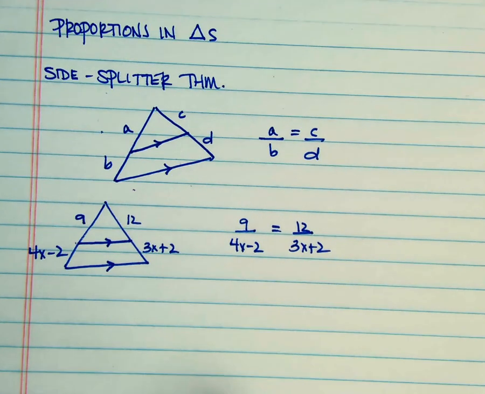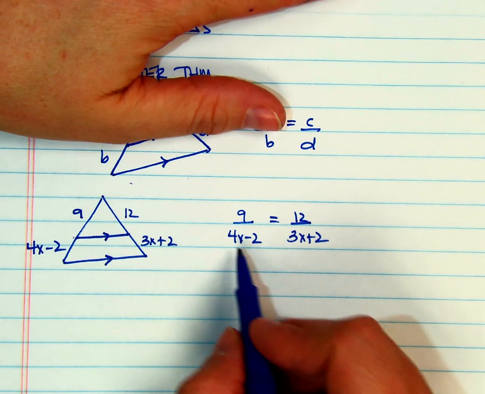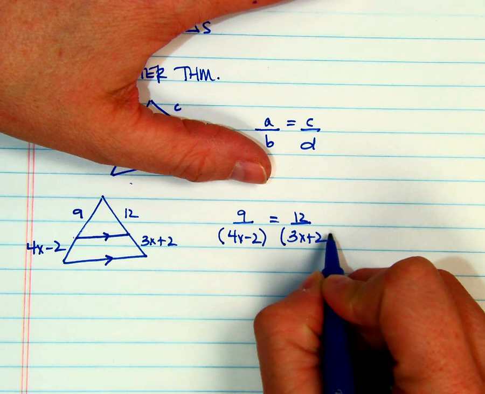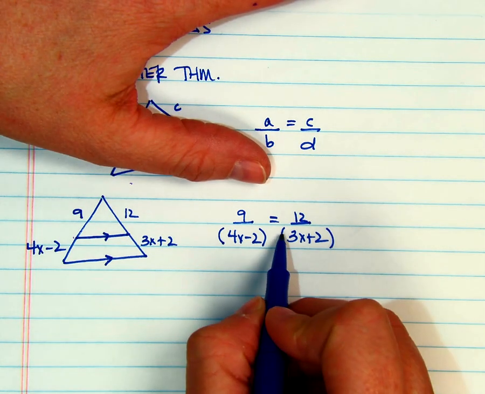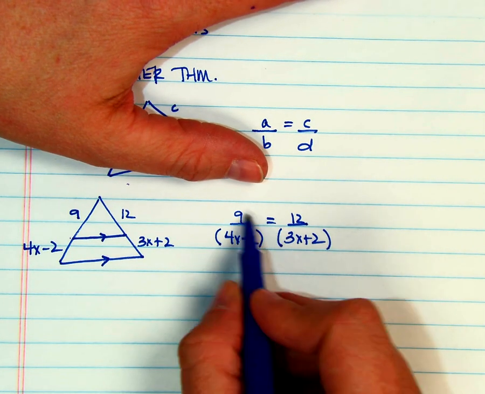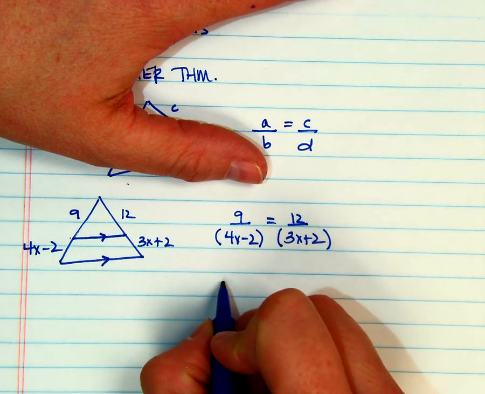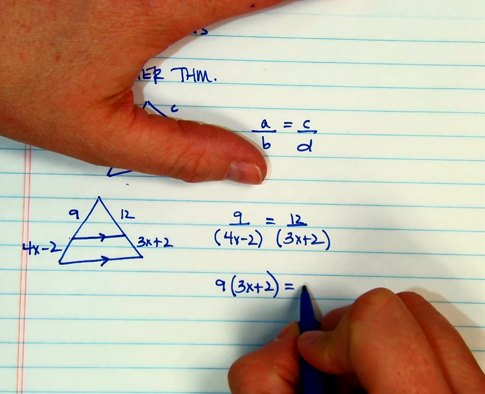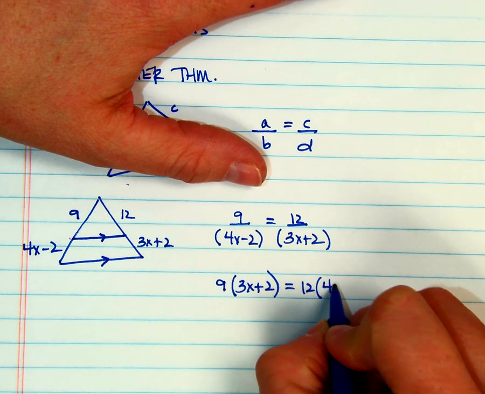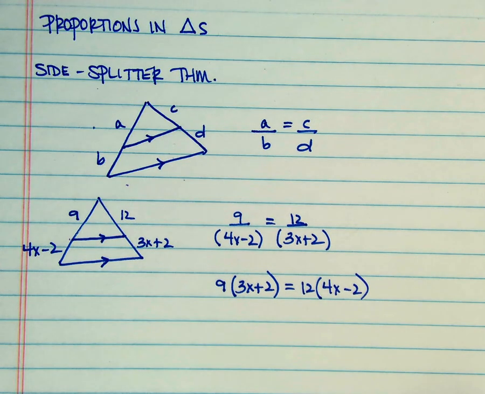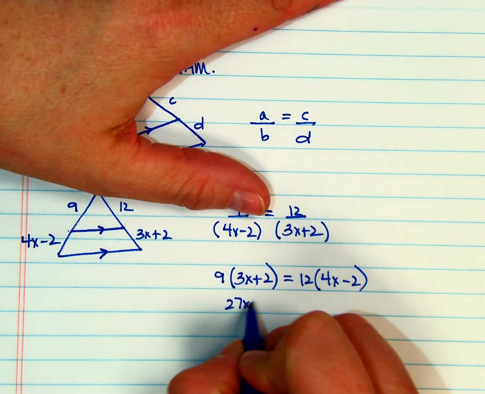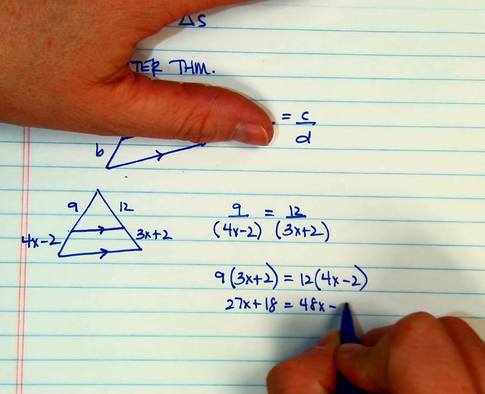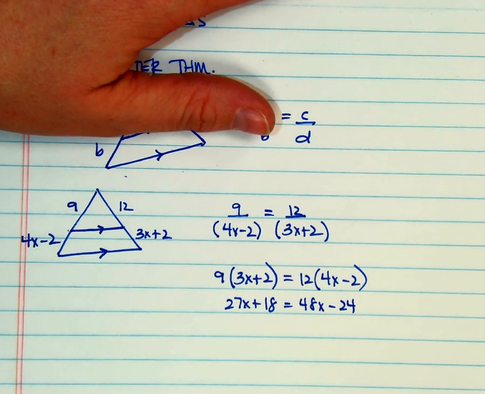So then we're looking at algebra. I'm going to zoom in here a little bit. Remember, if you have a binomial in the numerator or denominator, it's understood to have parentheses around it. That way you get the distributive property when you are doing the product of proportions, or the cross multiplying. So 9 times a quantity of 3x plus 2 should equal 12 times a quantity of 4x minus 2. Now it's just algebra. So 27x plus 18, doing the distributive property, should equal 48x minus 24, doing the distributive property on that side.